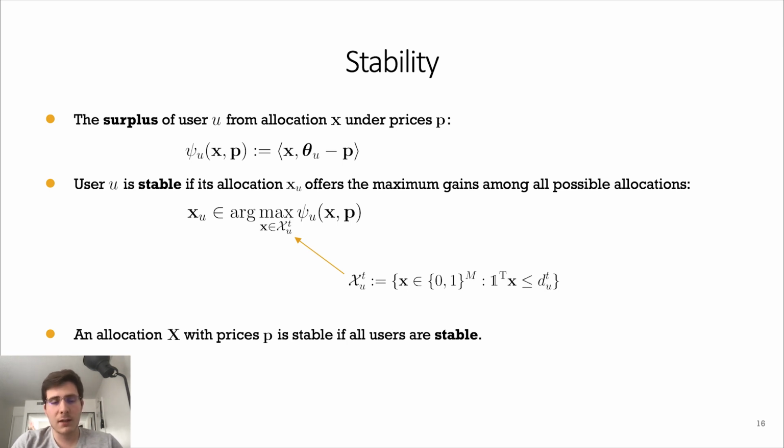Then we say that a user is stable if under current pricing, the allocation that they are given, XU, offers the maximum gains among all possible different allocations that are valid with respect to their own demand constraints. So if XU belongs to the maximizing set of this psi function, the surplus function, it is going to be a stable allocation under this current pricing. If this condition is satisfied for all different users, then we say the whole allocation, capital X, with some prices P, is stable.